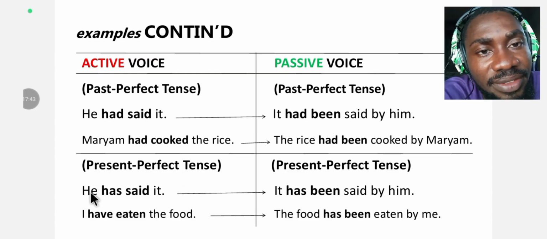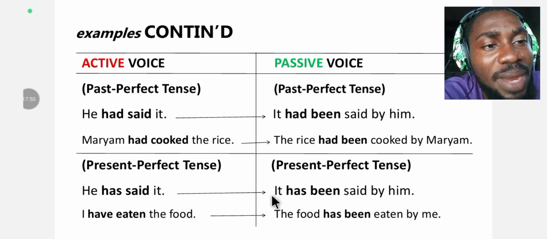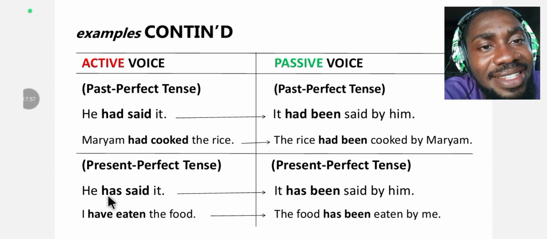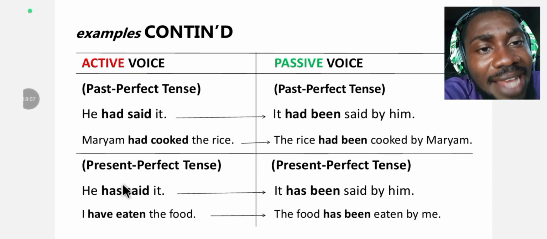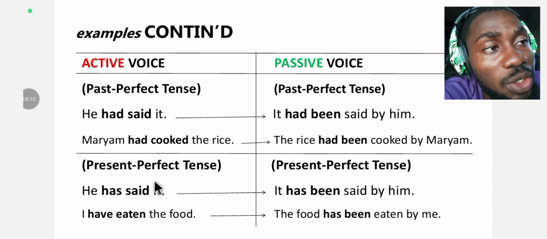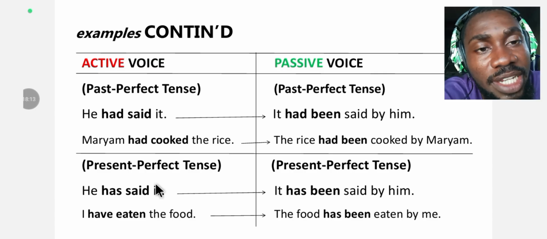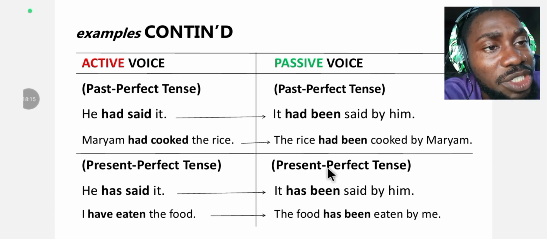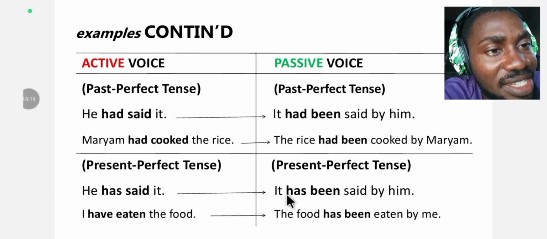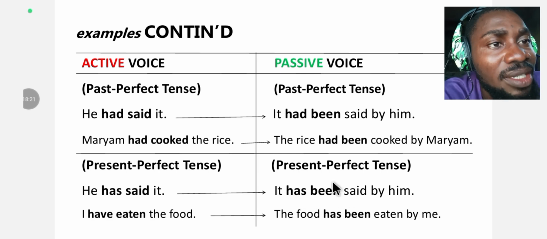Moving on to the next, still under active voice, the tense here is present perfect tense. And the first example here is, he has said it. Converting this to a passive voice, it says, it has been said by him. He has. The has here is the present perfect tense, just a past tense with has. If you have not taken my lecture on tenses, do well to take that to have a smoother understanding of this lecture. Looking at the right-hand side, which houses the passive voice, it says, it has been said by him. Has been is a what?